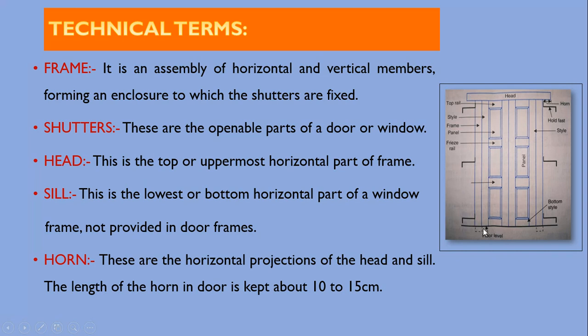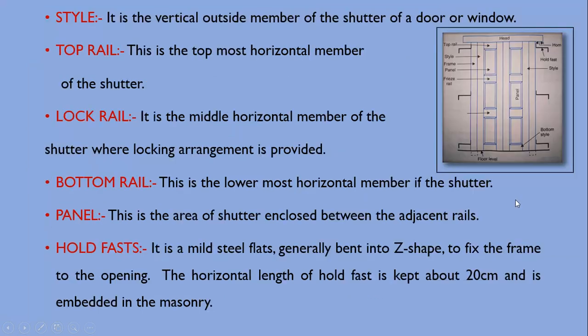On the bottom also, if a simple member is there, you will find this type of projection, and it is called as horn. Here you can see this is the horn, and normally this projection is 10 to 15 centimeter, and generally it is provided 7.5 centimeter. So this horn is provided to give fixity to this door frame into the wall opening. It provides strength to the door frame into the wall opening.